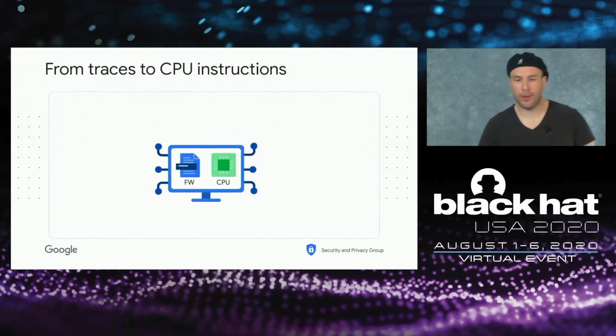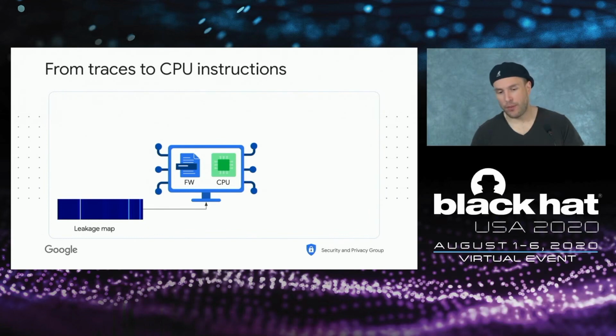The first thing we need to do, as I said, is go from the traces to CPU instructions. CPU instructions are going to depend on two things. The first is what type of CPU you're using. We're using an ARM, so we need to know for each instruction how many cycles it takes. Then we need the firmware, which is basically the compiled version of the code, which tells us which instructions are executed. We need to feed in the leak map, which tells us which points are important for us.